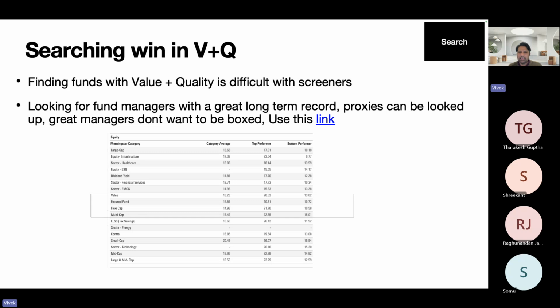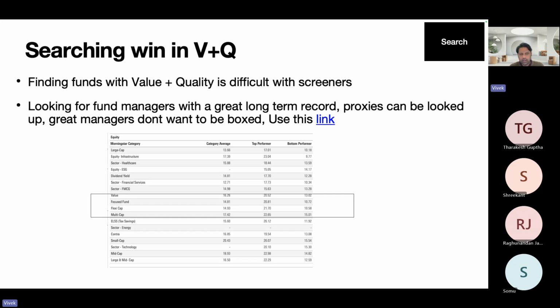Now, again, if you want to really find a value plus quality sort of mix and try to search for mutual funds, again, you may not find much. Obviously, a lot of funds are called value funds, as you can see in the table below. So that's one option to look at this. My personal way to look at it is, generally great fund managers don't want to be boxed. So they don't want to run a large cap, small cap, medium cap. They want to run a fund where they can invest anywhere, wherever they want.